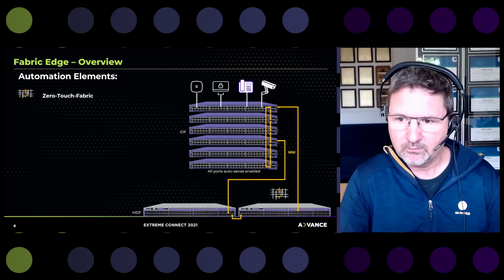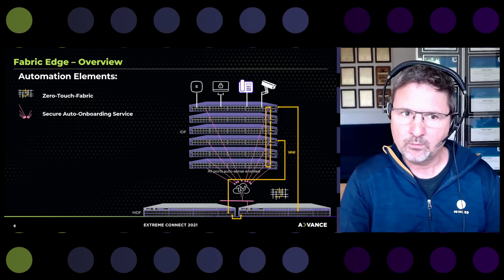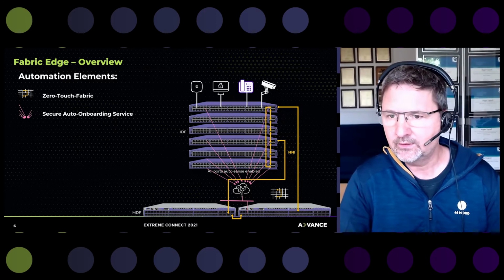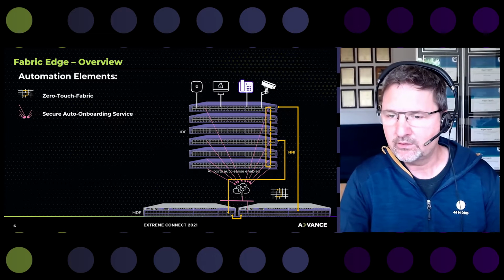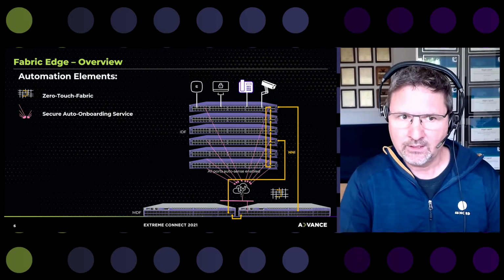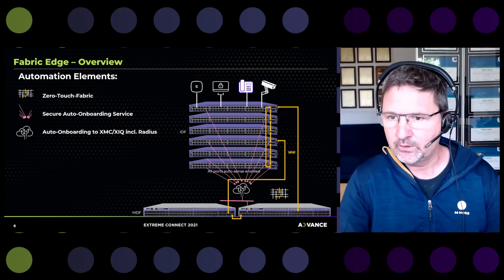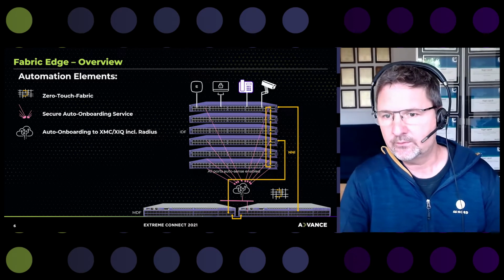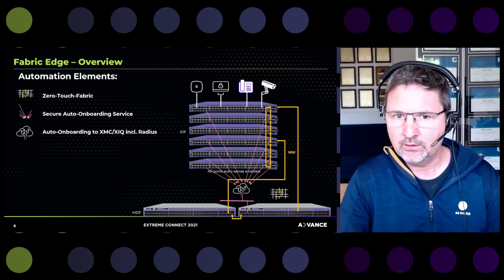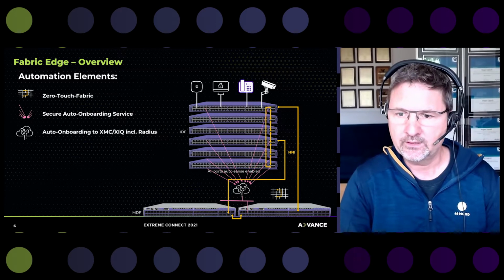So these switches will come up. Zero-touch Fabric is established. Next, the switches will create an onboarding ISID, basically allowing anything that connects to this infrastructure, including the switches, to be onboarded to the network management infrastructure. That's an onboarding service created by default. The next element is when the switches have reachability, they get an IP address, and then they automatically reach out to the network management infrastructure, including RADIUS, to get the services attached.